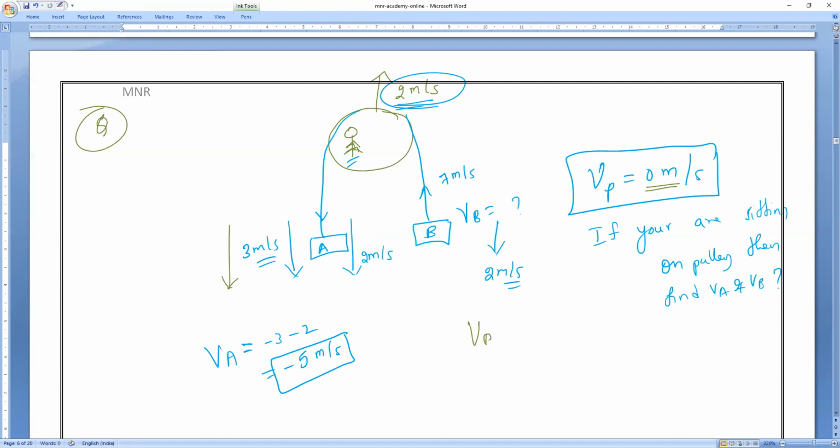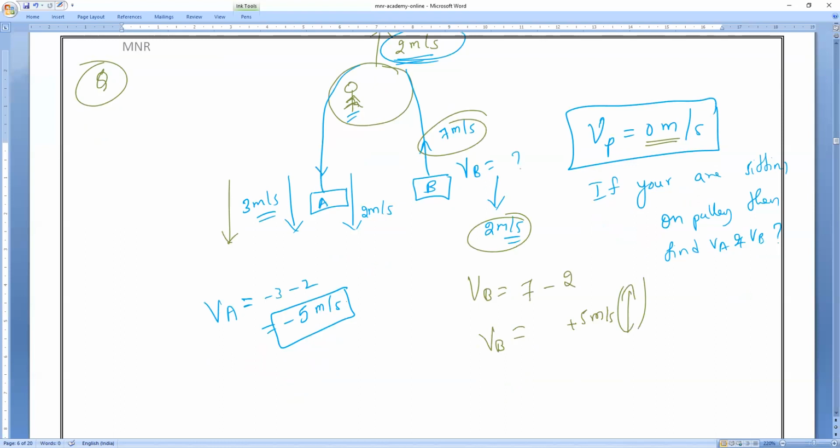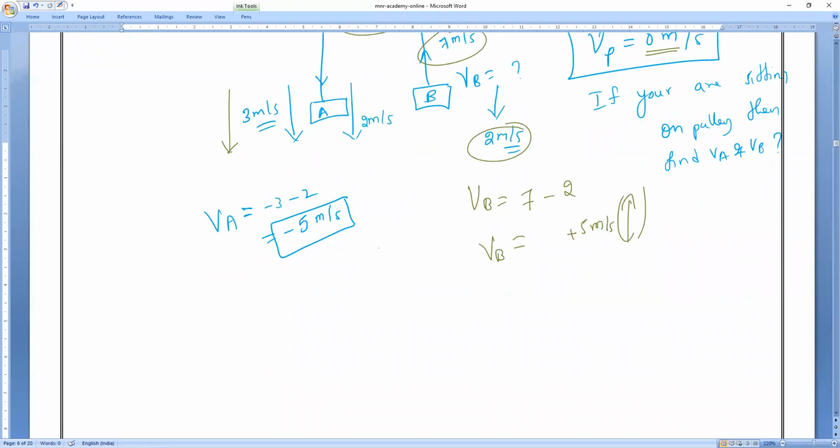Now here, the velocity of B is equal to, one is upward and one is downward. So 7 minus 2 is 5 meters per second, plus 5 meters per second. But in what direction? Upward direction.